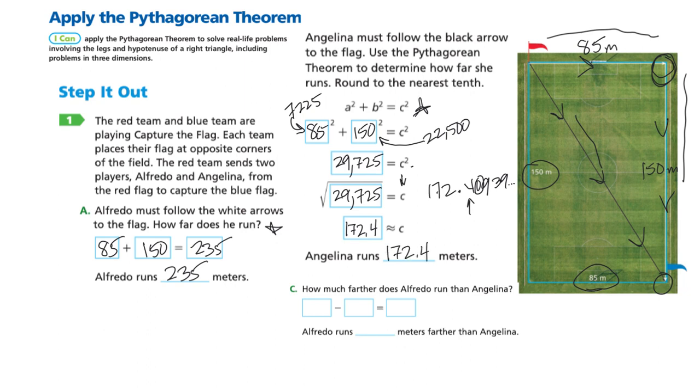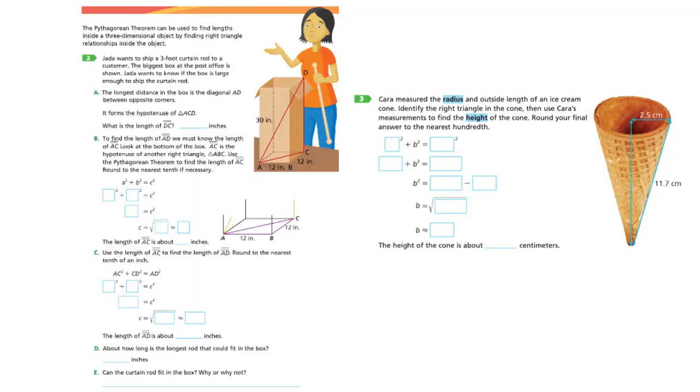So Angelina runs 172.4 meters. Then in part C, they ask how much farther Alfredo runs than Angelina. All you're going to do is find the difference, which would be 235 minus 172.4, which equals 62.6 meters. So Alfredo runs 62.6 meters farther than Angelina. And that's all that is on this page. So let's look at the next page.